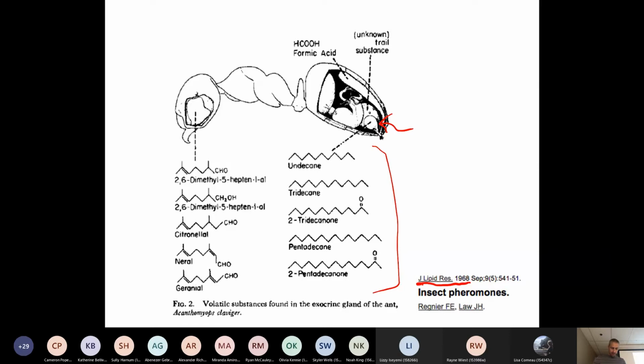And you can see we have an alkane here, undecane, tridecane has 13 carbons. And then we have another one, pentadecane, has 15 carbons. And then we have a couple of these things. What's that? Or that? What functional group? Ketones. Good. Yeah. So ants make alkanes too.